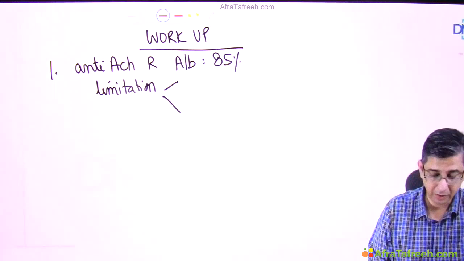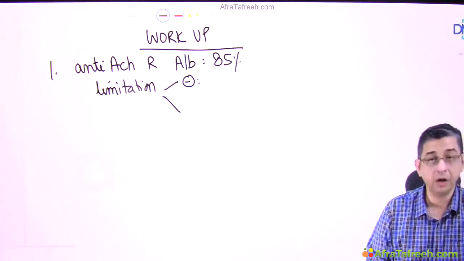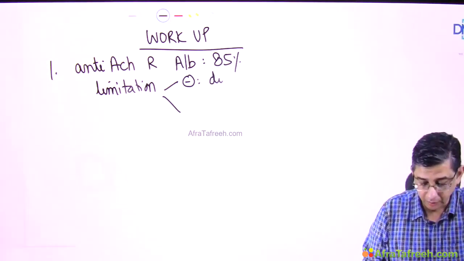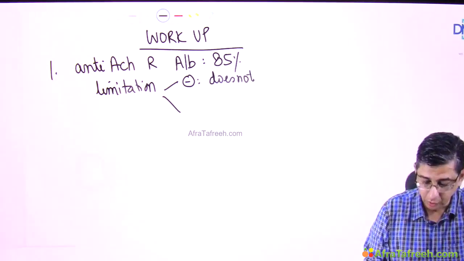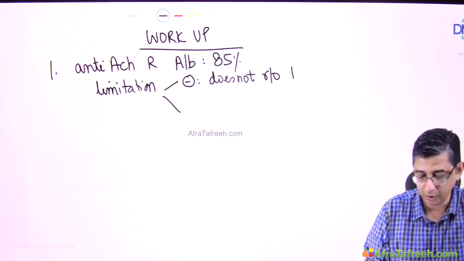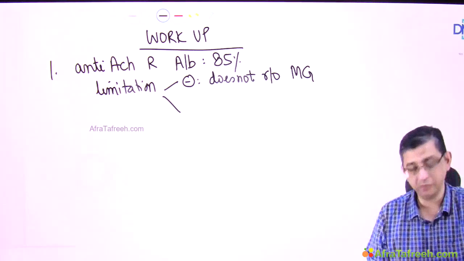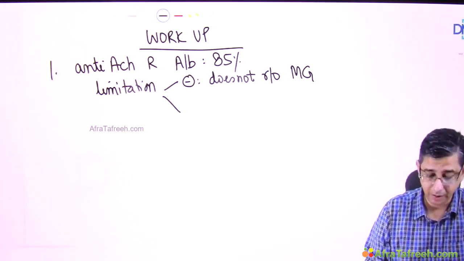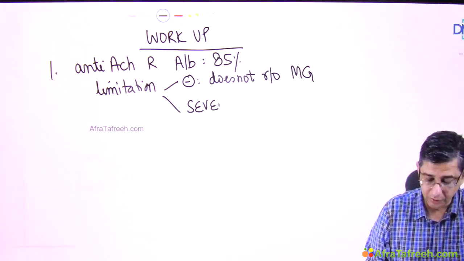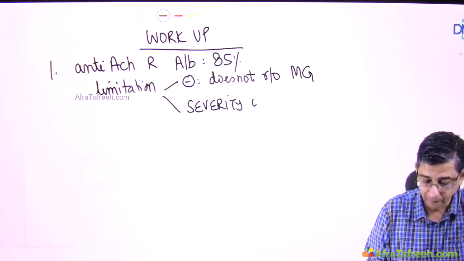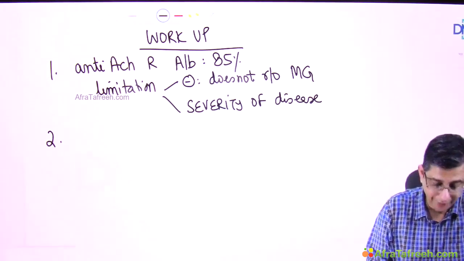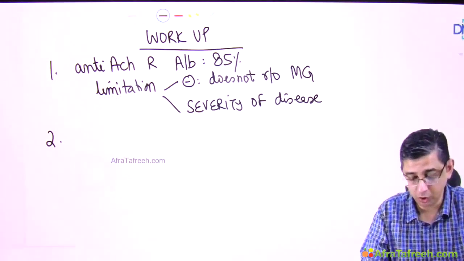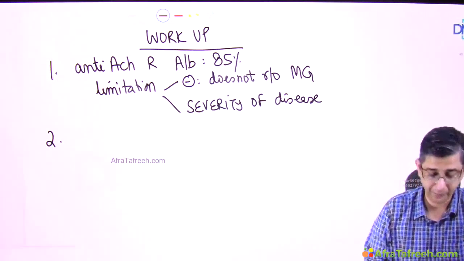The first limitation is that if the report is negative, the negative antibody test in this case does not rule out the possibility of myasthenia gravis. That is one. Positive is myasthenia gravis, negativity is not ruling out myasthenia gravis. Second, this does not correlate with the severity of the disease. Now we have to study what antibody would be found in those patients in whom this antibody is negative.